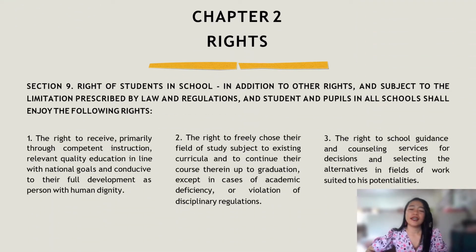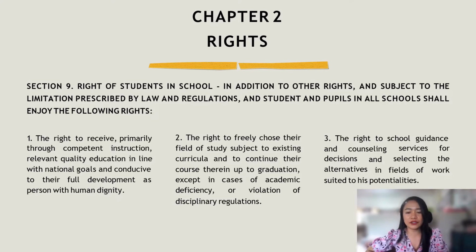Chapter 2, Rights. So we have Section 9, Rights of Students in School. In addition to other rights, and subject to the limitation prescribed by law and regulations, students and pupils in all schools shall enjoy the following rights. Number 1, the right to receive, primarily through competent instruction, relevant quality education in line with national goals and conducive to their full development as persons with human dignity. Number 2, the right to freely choose their field of study, subject to existing curricula, and to continue their course therein up to graduation, except in cases of academic deficiency or violation of disciplinary regulations.